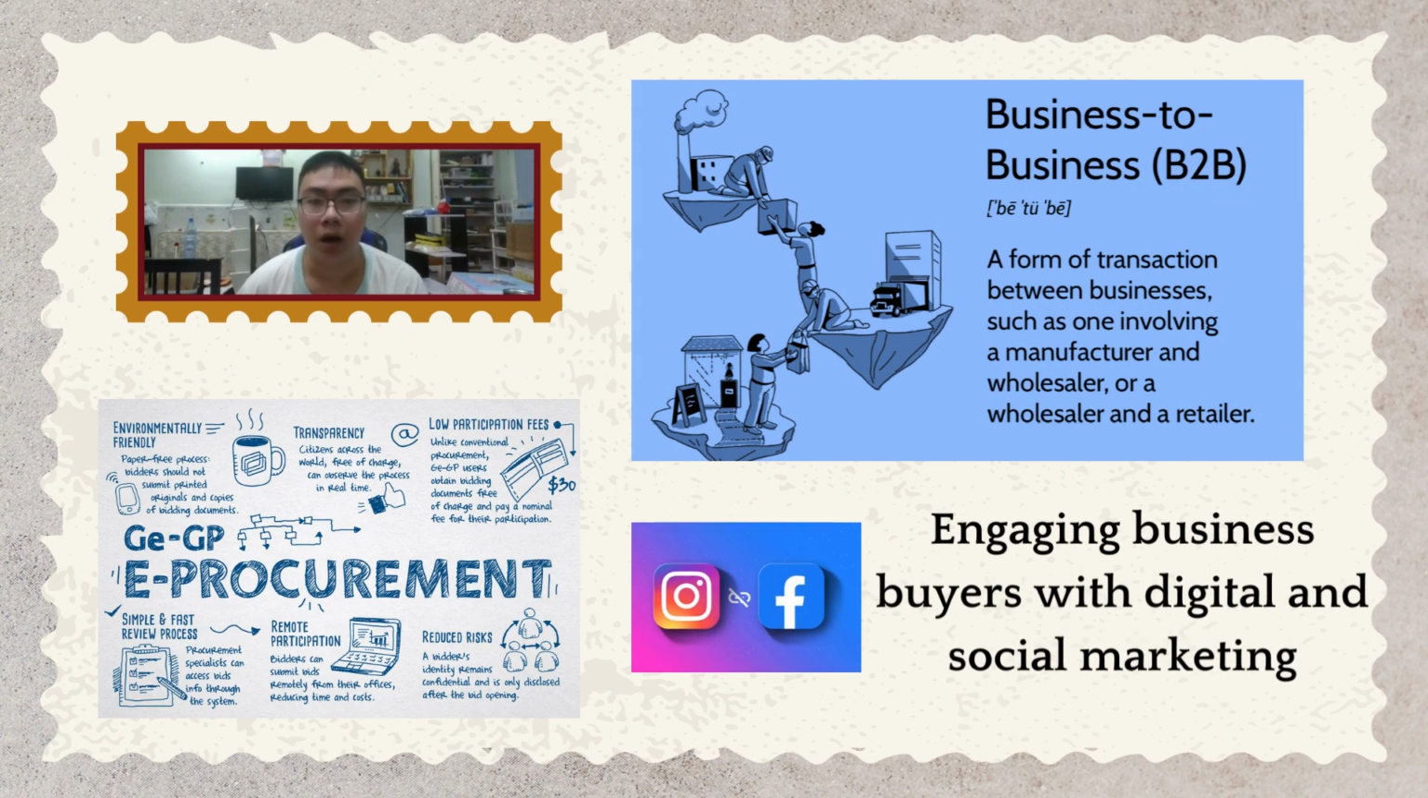Engaging business buyers with digital and social marketing. E-procurement is the centralized management of a company's procurement and supply chain using an electronic platform. The E stands for electronic. It is also sometimes known as a supplier exchange. Online purchasing is a form of electronic commerce which allows consumers to directly buy goods or services from a seller over the internet using a web browser or a mobile app.